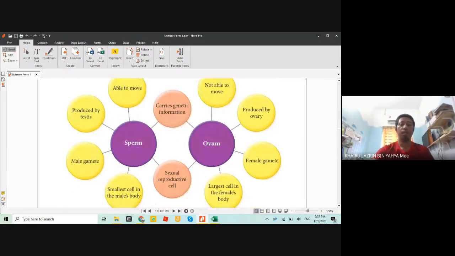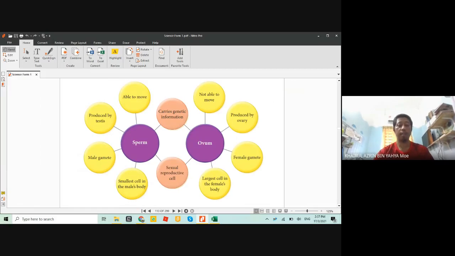Okay, let me make it smaller. So the same characteristics between sperm and ovum: there are two. First, they carry genetic information, and second, both of them are sexual reproductive cells. Now the differences. First, sperm is able to move, but ovum is not able to move. Sperm is produced by the testes, but ovum is produced by the ovary. Sperm is in male, ovum in female. So sperm is the male gamete, ovum is the female gamete. And last, sperm is the smallest cell in the male's body, paling kecil, while ovum is the largest cell in the female's body.